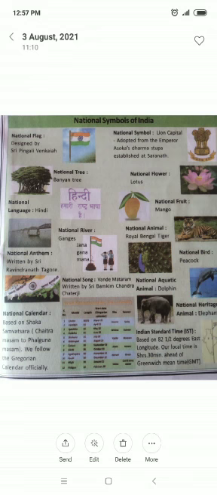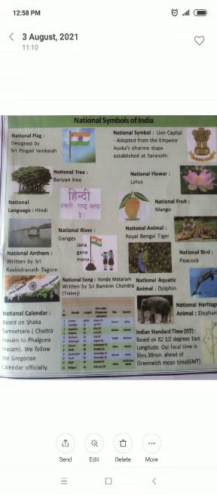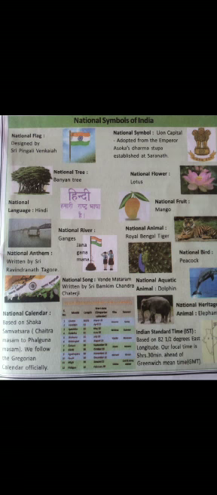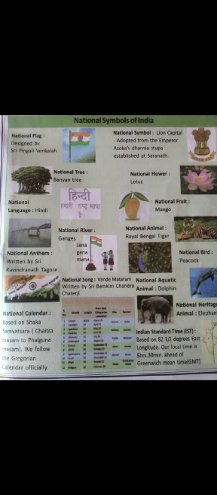National anthem, Jana Gana Mana, written by Sri Rabindranath Tagore. National bird, peacock. And national song, Vande Mataram, written by Sri Bankim Chandra Chatterjee. And national aquatic animal, dolphin. And national calendar, based on Saka Samvat, Chaitra Masam to Phalguna Masam; we follow the Gregorian calendar officially.